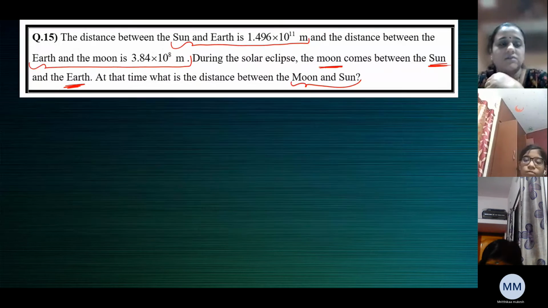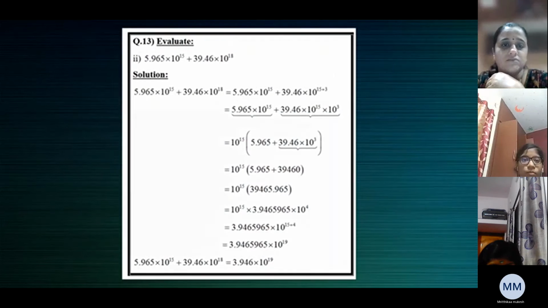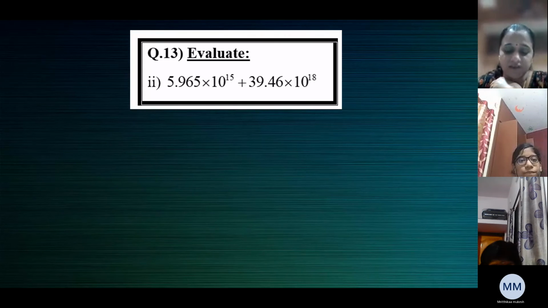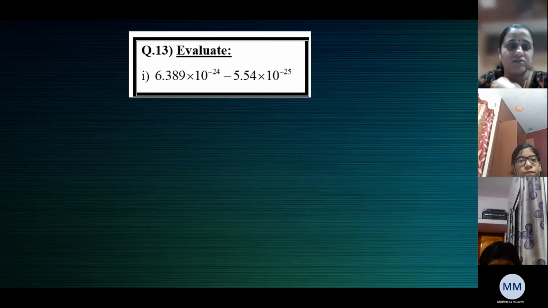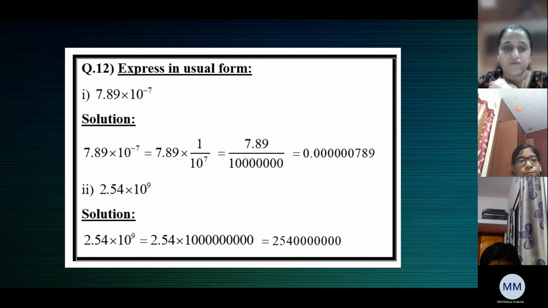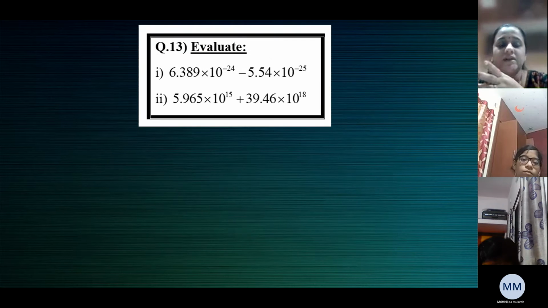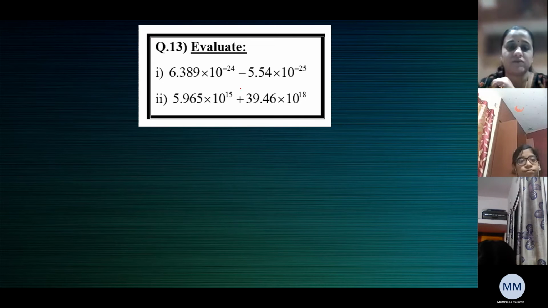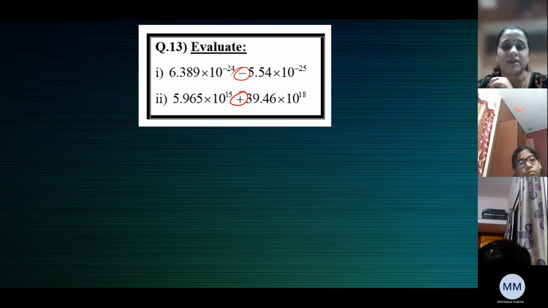Children, see the material, there is an order. I've selected the questions very carefully. First, I introduced how to write a number which is in the usual form in the scientific notation, and then if it is given in the scientific notation, how to put it back in the usual form. After that, we learned how to add and subtract expressions like this. One was addition, the other one was subtraction.